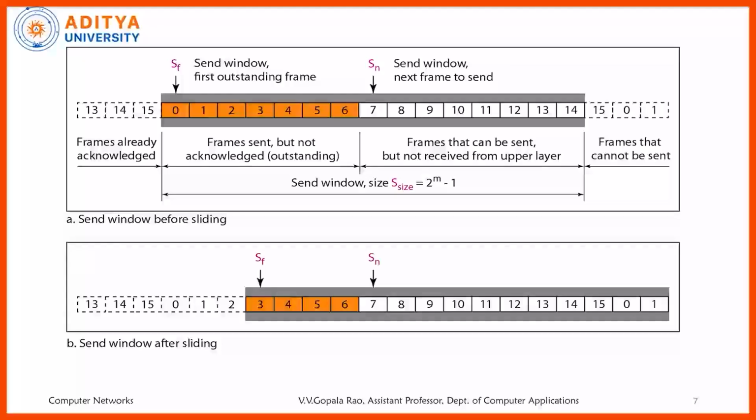The total window is actually 0 to 15, but for the transaction to be conducted in a smooth manner, the sender window size should be less than 2 to the power of m, that is 2 to the power of m minus 1 in this case. That is why the sender window shows the outstanding frames and also the next frames to send. Of course, you will be very clear once you start the actual process. From there, you can understand how the process is carried out in the sliding window concept.